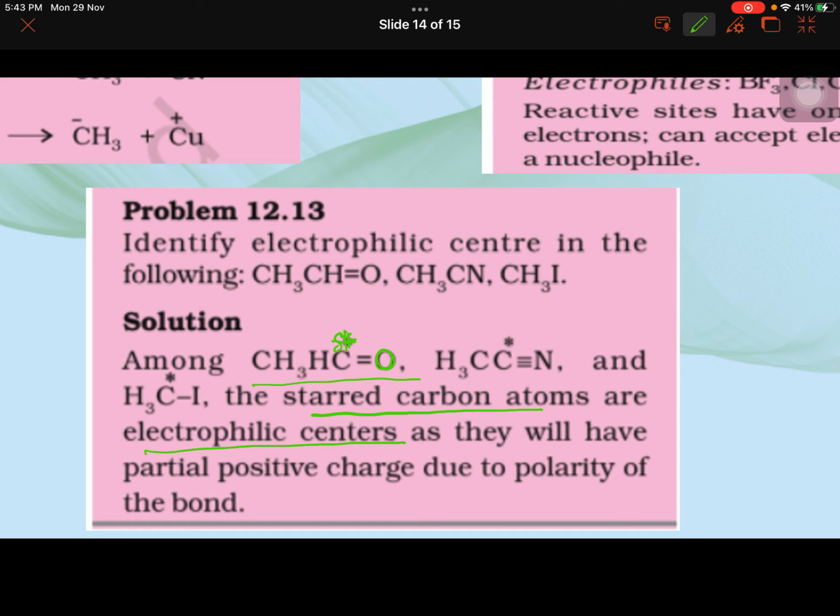They are electron deficient. Same way CH3CN, this carbon which is in cyanide is attached to more electronegative nitrogen. So this will behave as the electrophilic center. In CH3I, there is only one carbon and it has the positive charge because it is attached to more electronegative iodine. So this is how you decide what is behaving as the electrophilic center in a particular molecule.